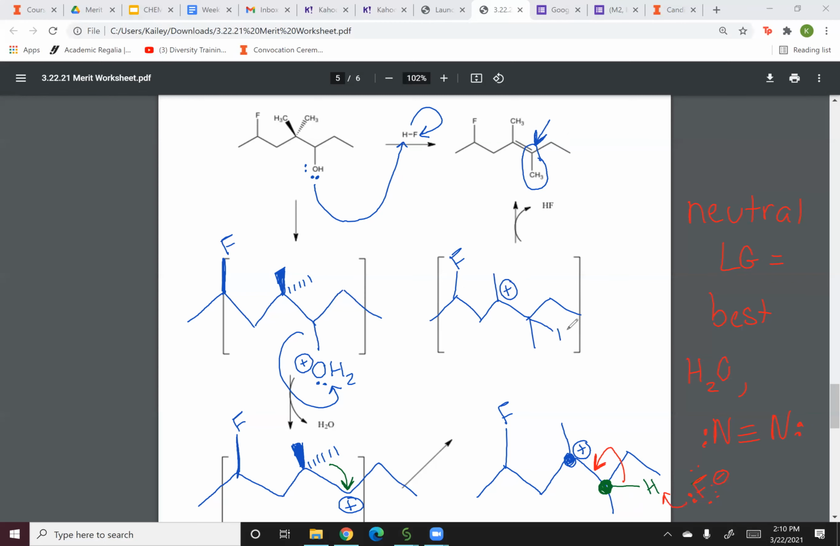So then we can draw that hydrogen coming in to deprotonate here, pushing the electrons here, and that will generate our product. So how do we feel about that? Anybody have any follow-up questions?